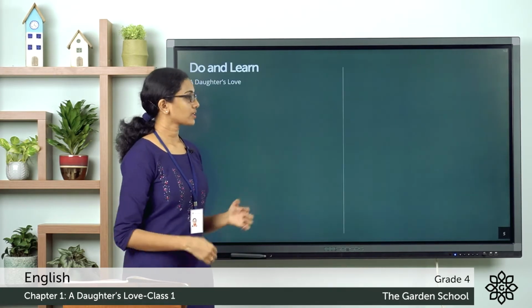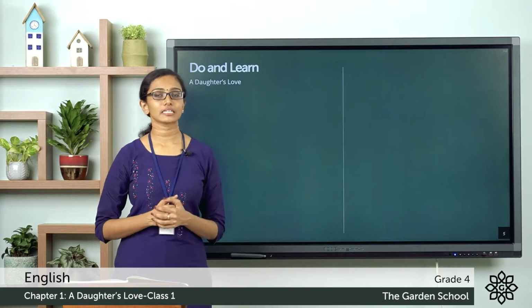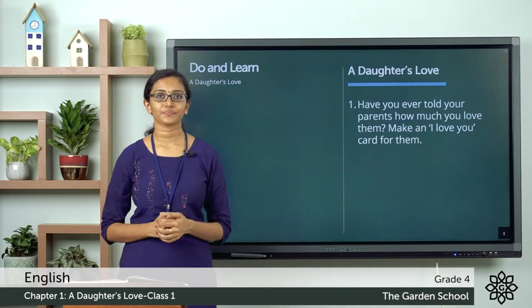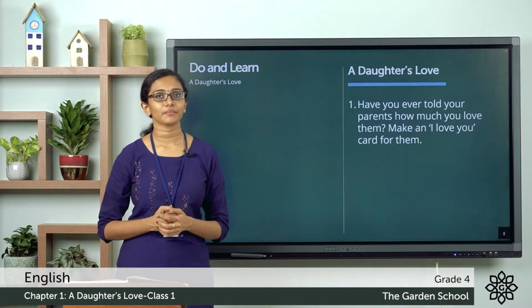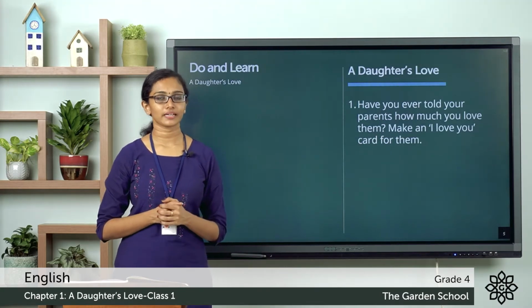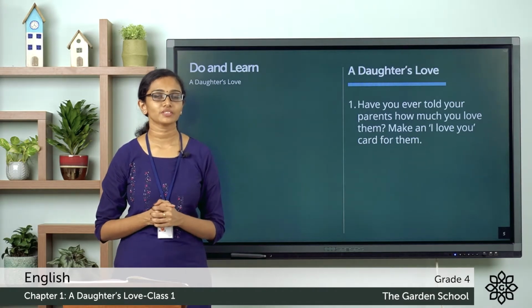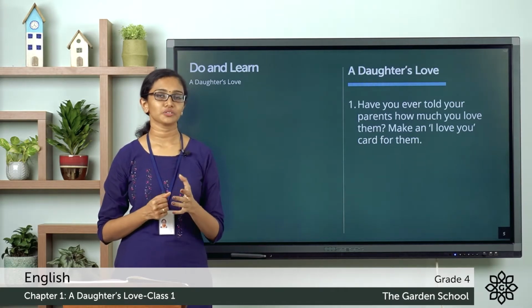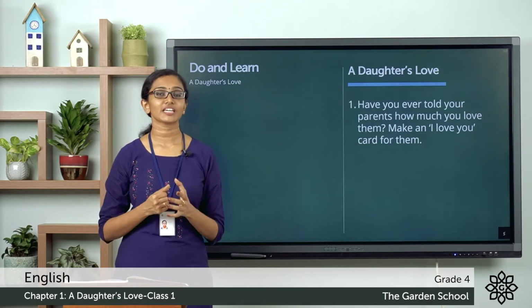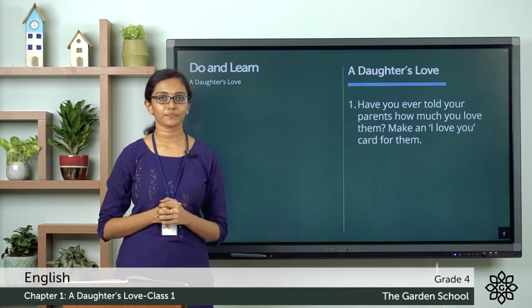We'll start with the story. This is called A Daughter's Love. So we all love our parents. But have you ever told them how much you love them? How do you express your love to your parents? So here is a small gesture to show your love to your parents. Make an I Love You card to tell your parents how much you love them.